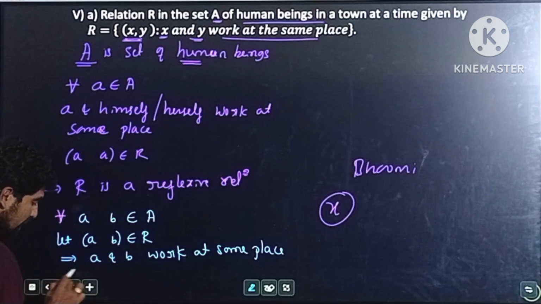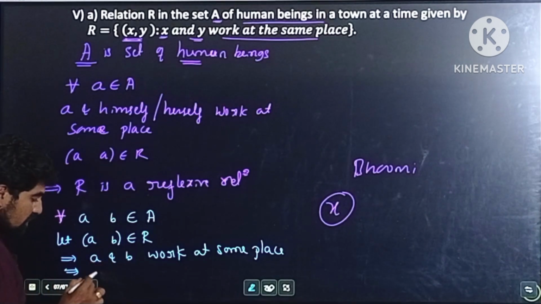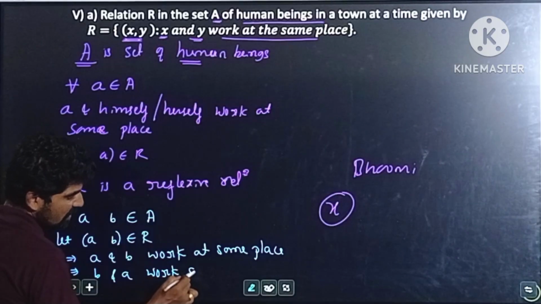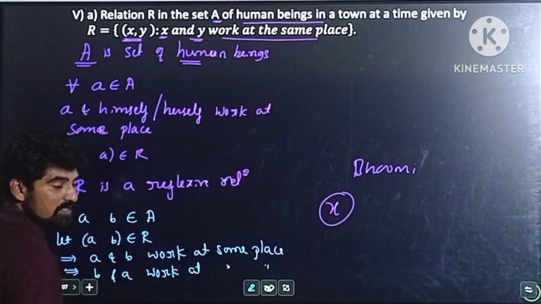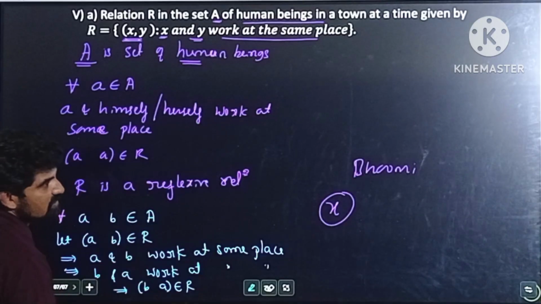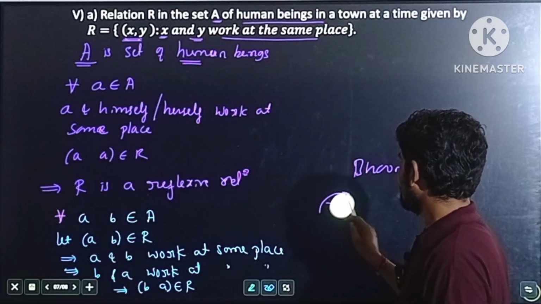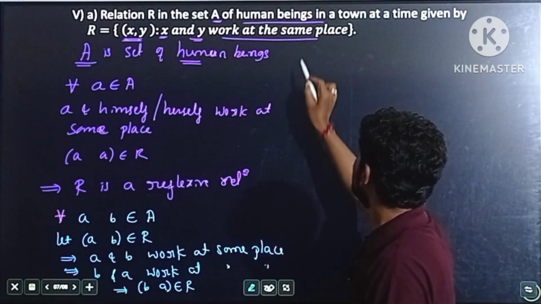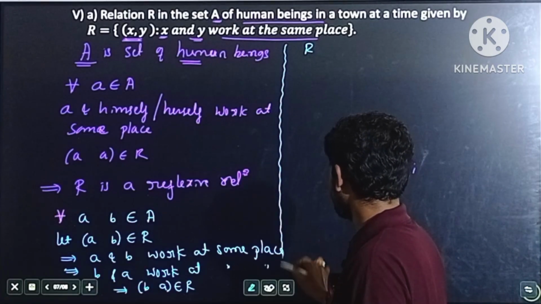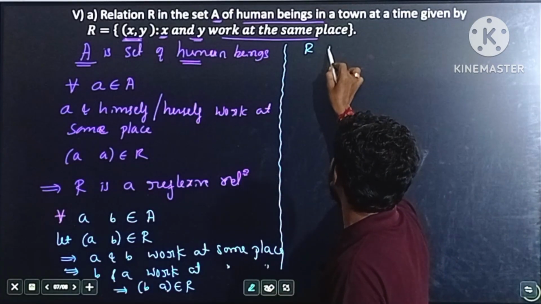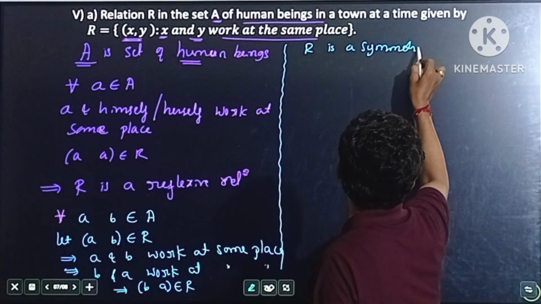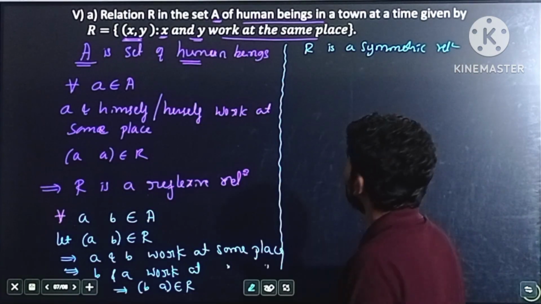If A and B work at the same place, in reverse, B and A also work at the same place. It means the pair BA also exists in the relation R, which implies R is a symmetric relation. I hope all of you are understanding.